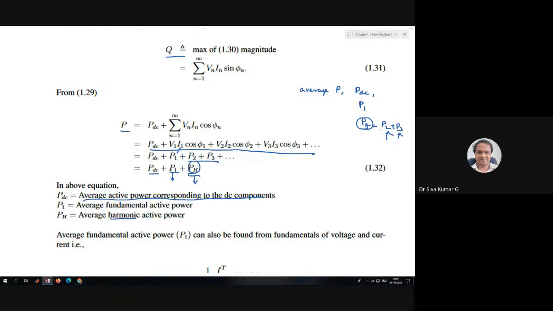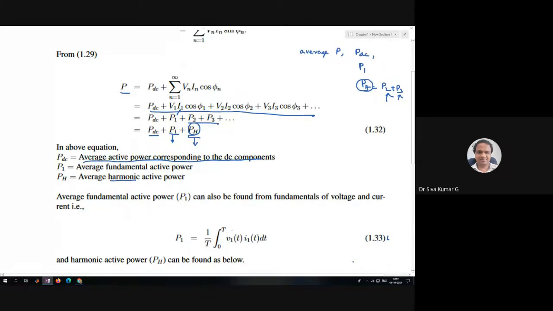Okay, we can find out the fundamental power P1 as 1 by T, V1 of t, I1 of t. How do you find out the V1 of t and I1 of t? We need to apply either Fourier series or Fourier transform to the voltage V of t and current I of t.